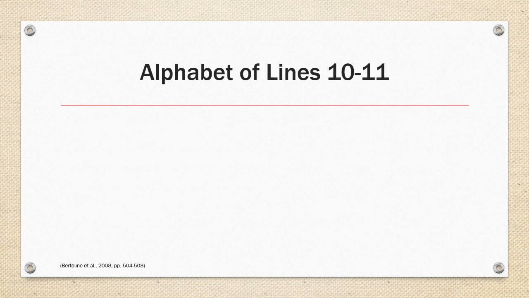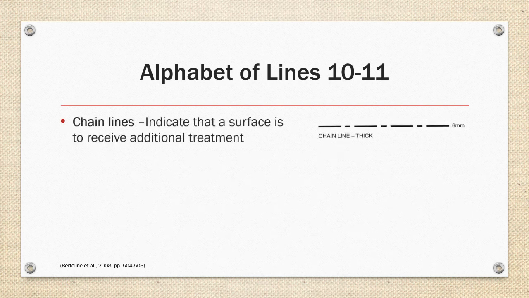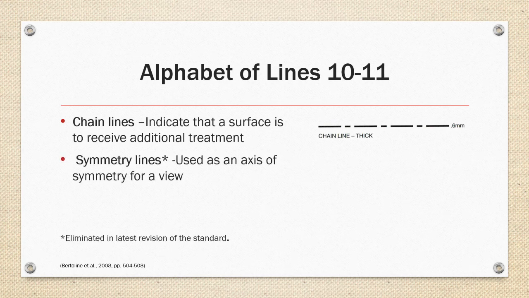The final two line types in the alphabet of lines are the chain line that occurs as a series of thick, short, and long dashes to denote an area that is to receive specific treatment, and the symmetry lines that are used as an axis for symmetry in a view. Symmetry lines are obsolete in the latest version of the standard that was recently adopted, but the line type is likely to appear on legacy drawings for many years to come, so it's important that you can recognize it.